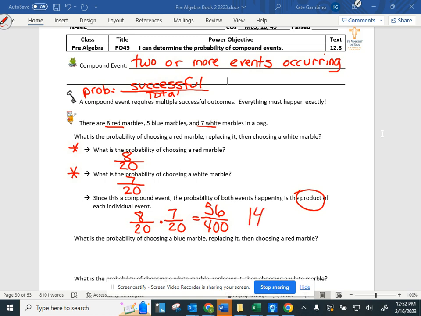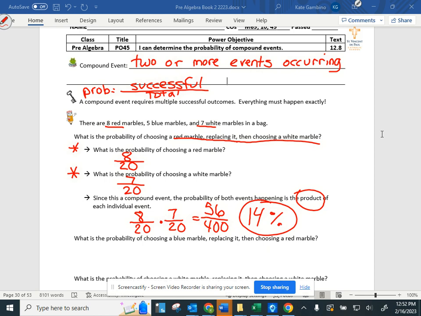So 56 divided by 400 is 14%. So that is the probability of choosing a red marble, replacing it, and then choosing the white marble. There's a 14% chance that that will happen. James. Yeah, I just got the percentages from the start and just multiply them.